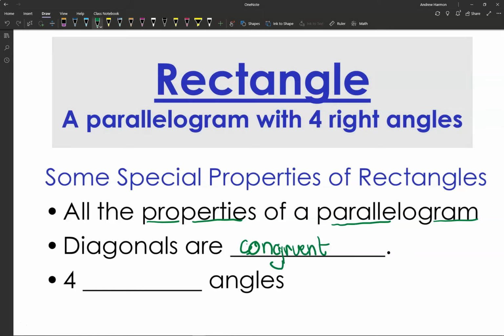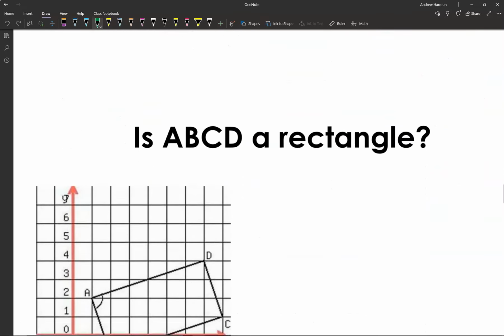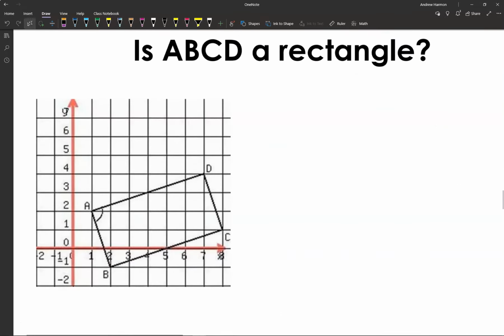and the angles in a rectangle are all right angles. So those are the 2 special properties that a rectangle has that not all parallelograms have. Okay, so let's take a look at an example here to see if we can show a shape is a rectangle on the coordinate plane. So this problem wants us to show, is ABCD actually a rectangle?